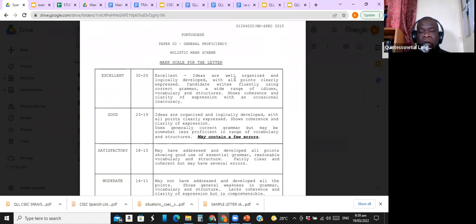Excellent. Ideas are well organized and logically developed with all points clearly expressed. Why am I stressing the format? When you follow the format I am suggesting to you all: date, greeting, introductory paragraph which has inquiring about the person's well-being and stating the reason for writing in the introduction. Body paragraph, well, paragraph 2, which is body paragraph 1, 2 points. The next paragraph, 2 points. Fourth paragraph, conclusion, then your farewell.